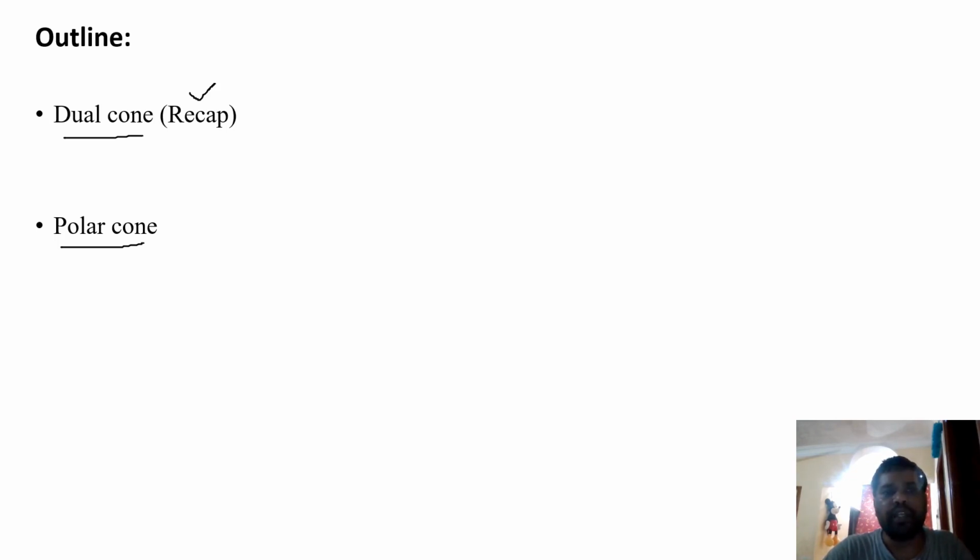Suppose you take a non-empty set S. With respect to set S, you can define a dual cone. The beauty of the dual cone is that S may be any kind of non-empty set, but once you define the dual cone, it happens to be a convex cone. A convex cone is a very important concept in optimizing a function, so in optimization it plays a very important role. Once we have a dual cone, if you take the negative of that dual cone, it happens to be a polar cone.